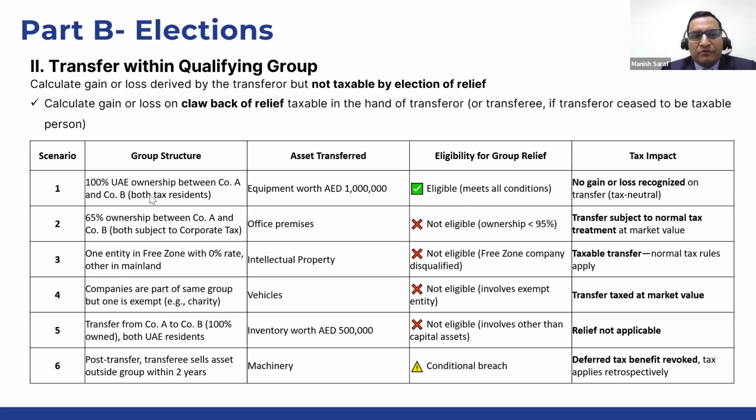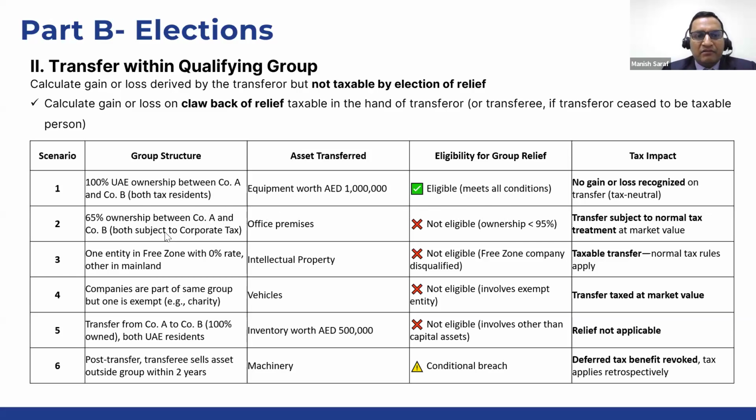So company A is transferring to company B. In this case, it meets the condition: they're holding more than 75% common holding, and they both are tax resident in UAE. And there is no gain or loss being recorded. There will not be a gain in the books of A when they're transferring it to company B.